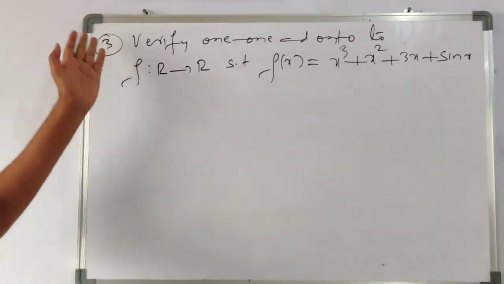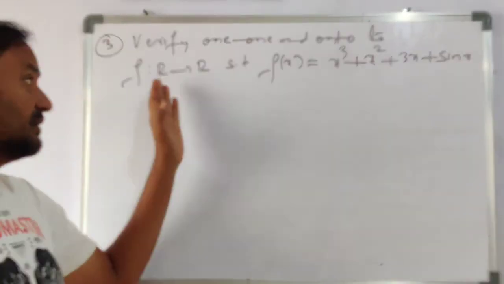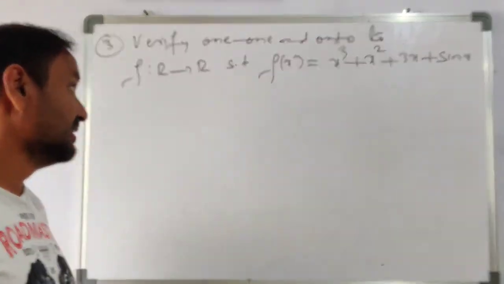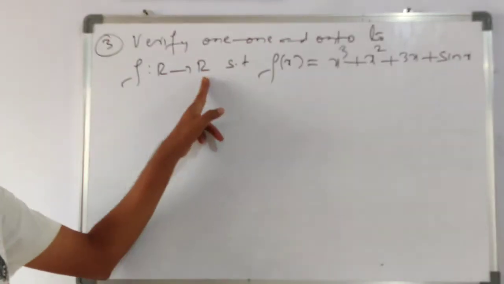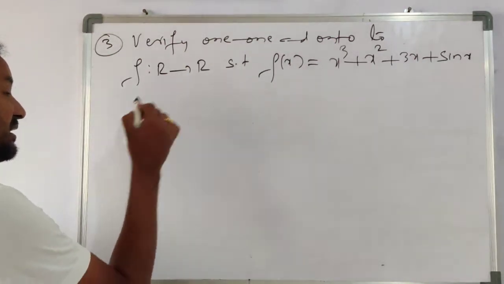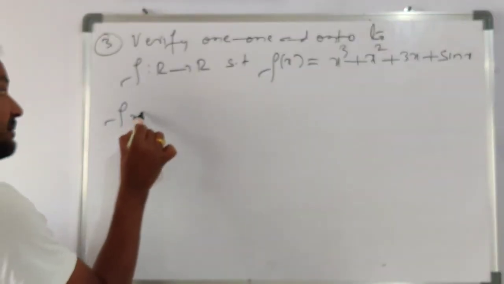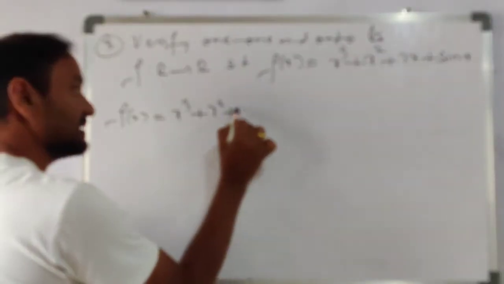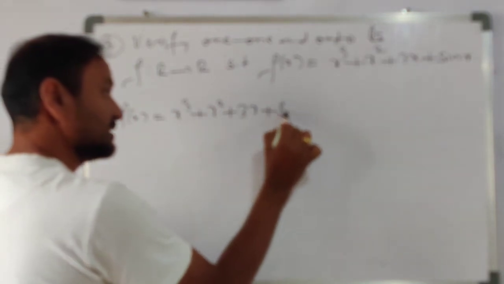Right, another problem. Verify one-one and onto for the function f of x equal to x cube plus x square plus 3x plus sin x. Here the domain and codomain are equal to the real line R. So take the given function: f of x is equal to x cube plus x square plus 3x plus sin x.